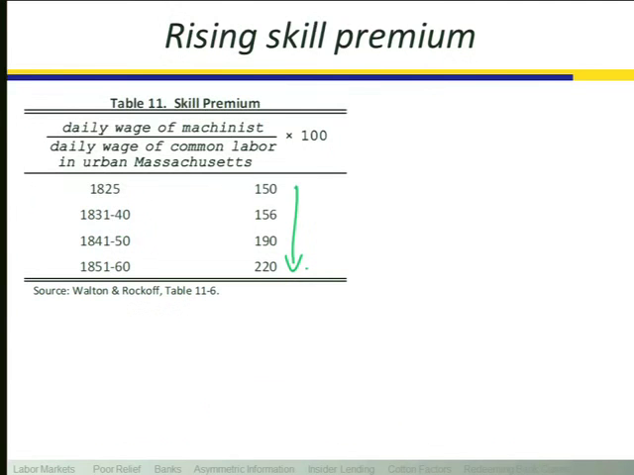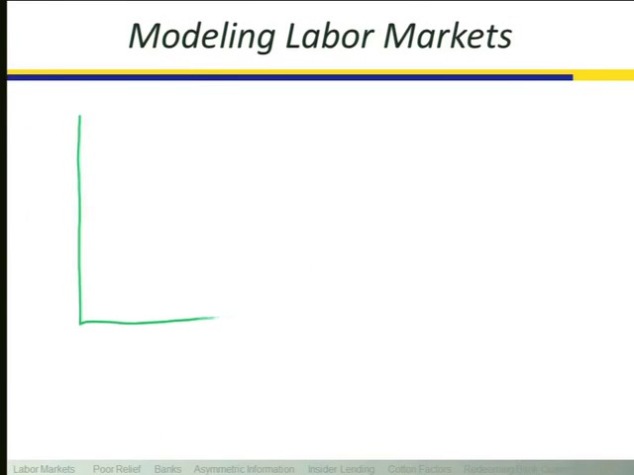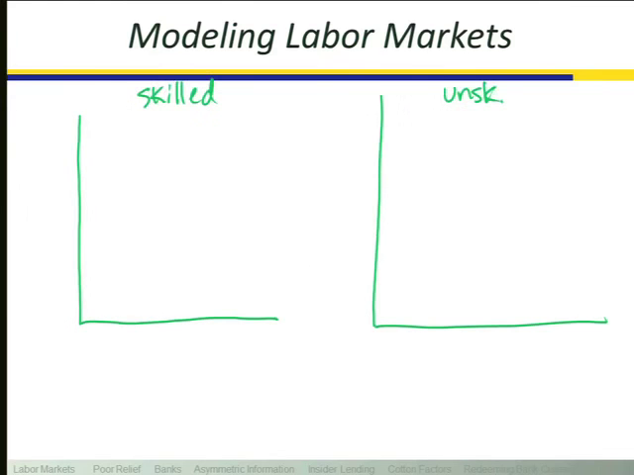We can use our model of labor markets and our knowledge of some facts from history to explain why that skill premium would have increased over time in the United States. This one is kind of messy. We're going to have two pictures. I'm going to have skilled workers on the left, and I'm going to have unskilled workers on the right. I am going to have different vertical scales.